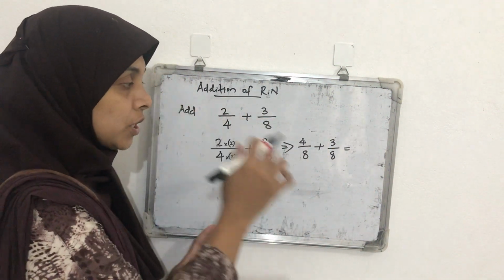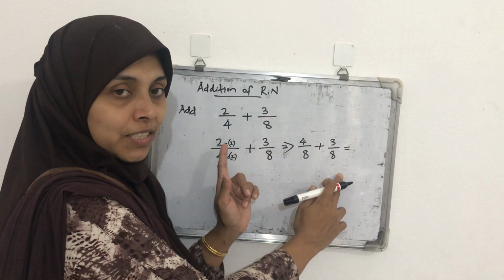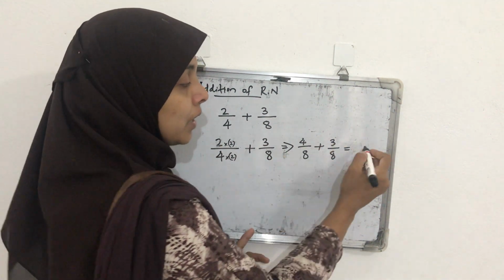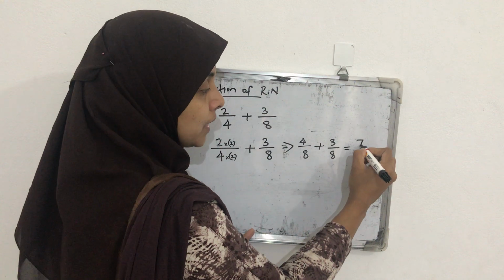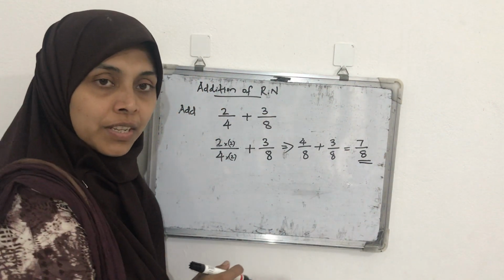So now we got two rationals with the same denominator. What we discussed first, we can add the numerators. 4 plus 3, it will be 7. Then the common denominator 8.